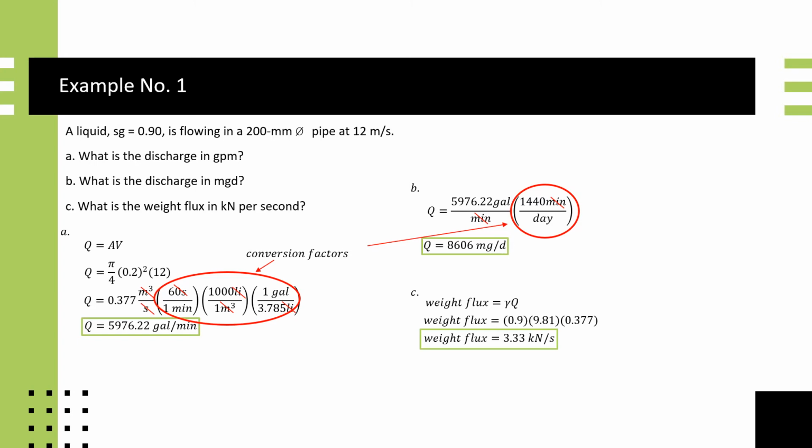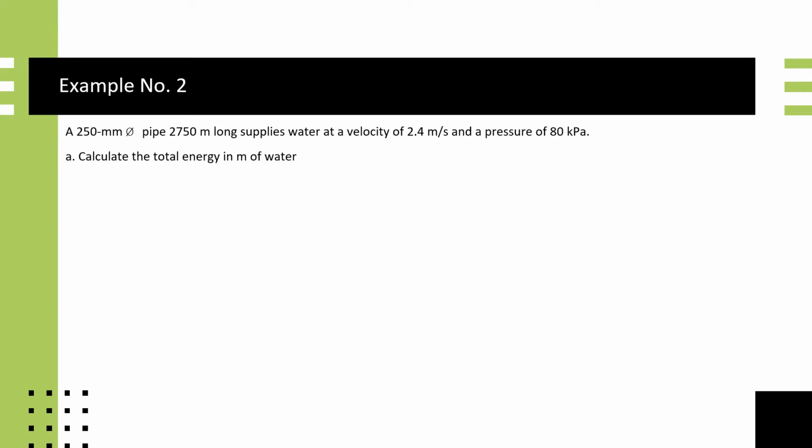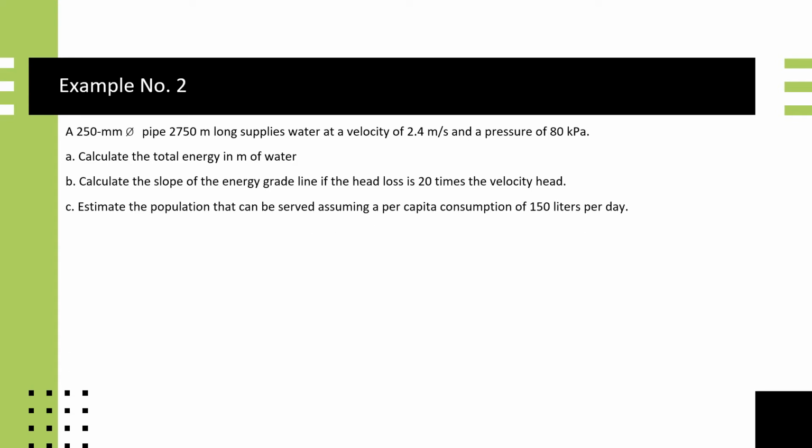So, proceed to a 250 millimeter diameter pipe, which is 2,750 meters long, supplies water at a velocity of 2.4 meters per second and a pressure of 80 kPa. Letter A, calculate the total energy in meters of water. Letter B, calculate the slope of the energy grade line if the head loss is 20 times the velocity. Letter C, estimate the population that can be served assuming a per capita consumption of 150 liters per day.